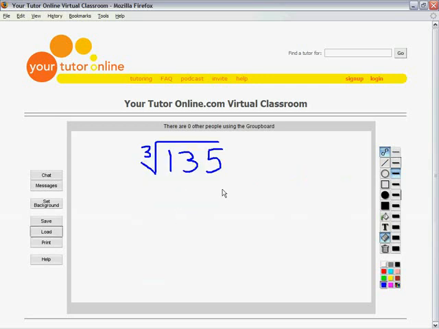Let's look at how this works for a cubed root. We'll use the example cubed root of 135. We're still going to do the factor tree just like we did in the previous example. 5 times 27 is equal to 135. 5 is a prime number, so we'll just leave that alone. 27 is 3 times 9. And 9 is 3 times 3. Notice we could have had a shortcut there if you knew 27 was a perfect cube.